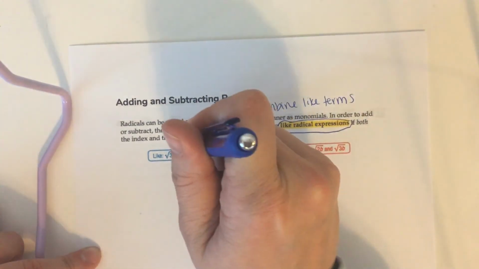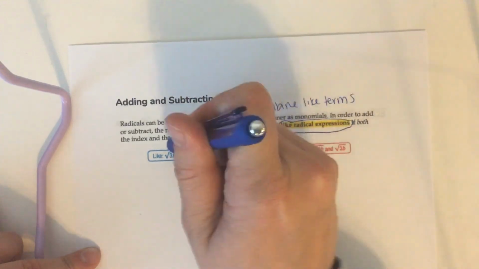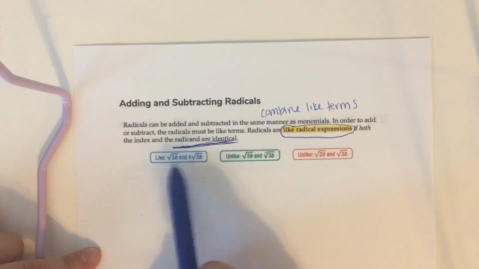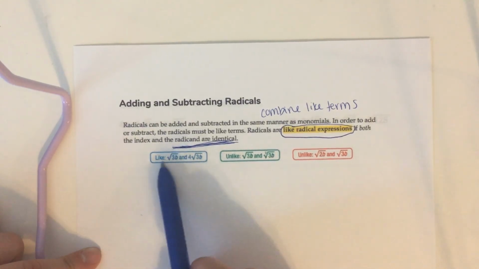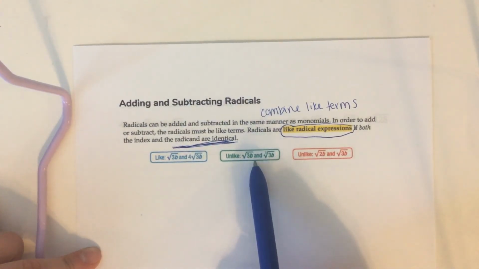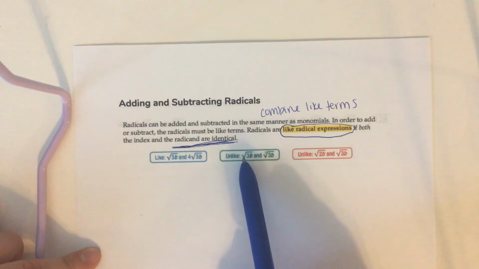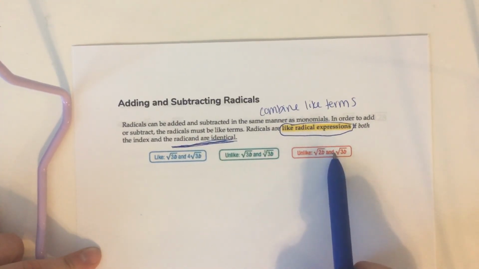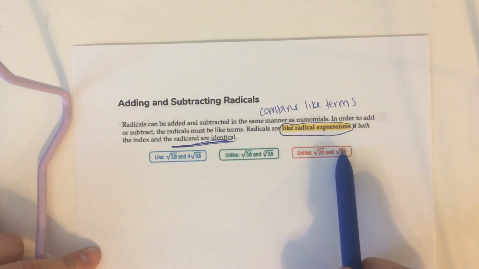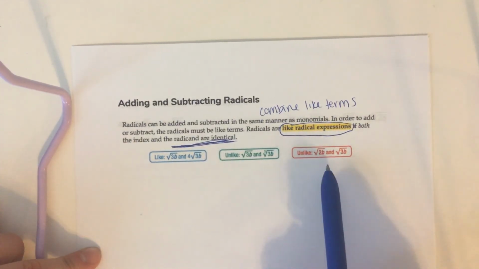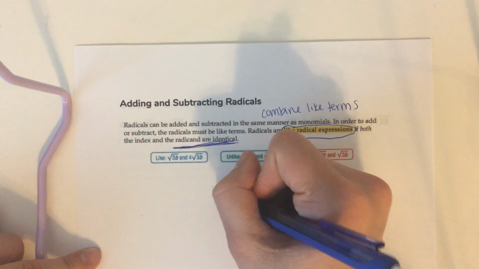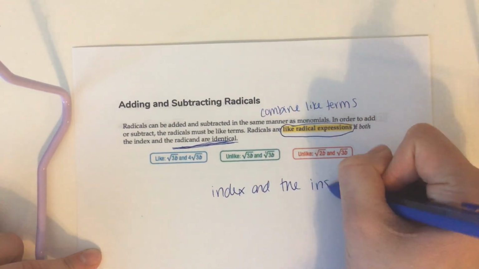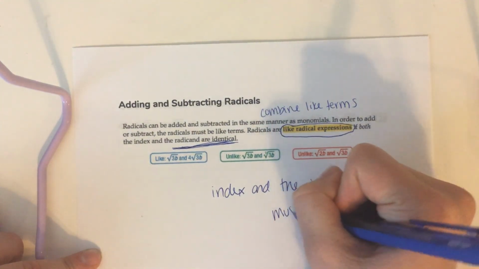I forgot to point that out. To add and subtract, the insides have to be the same as well. The index has to be the same and the radicand has to be the same. This one, even though the radicand's the same, our index is different. That's why they're unlike. And over here, even though the index is the same, our radicand's different. So to add or subtract, the index and the inside must be the same.